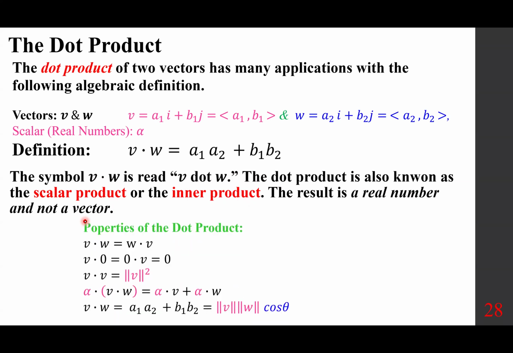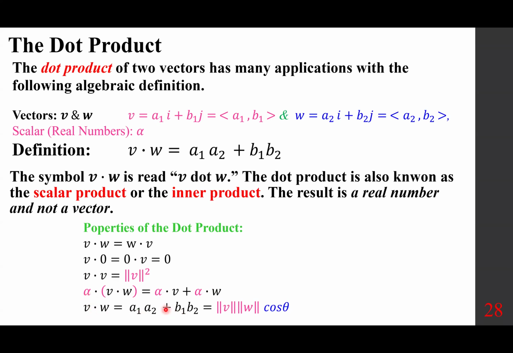Here are the properties. When you multiply them in any order, it makes no difference: v dot w equals w dot v. If you dot it with 0, in any order, you get 0. If you dot v with v, it gives you the magnitude squared. If you multiply by alpha, you can distribute the alpha.